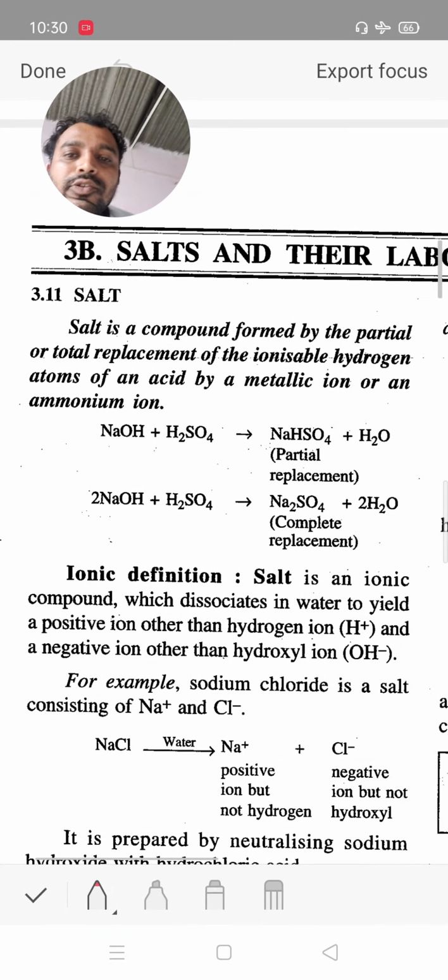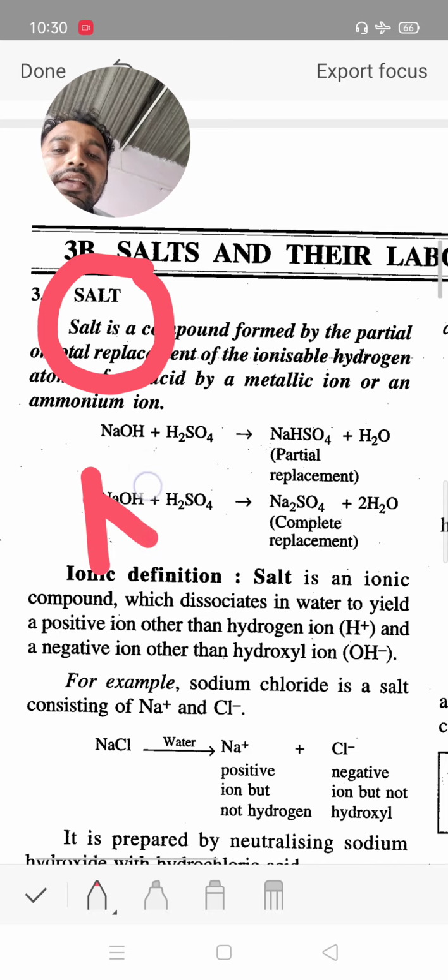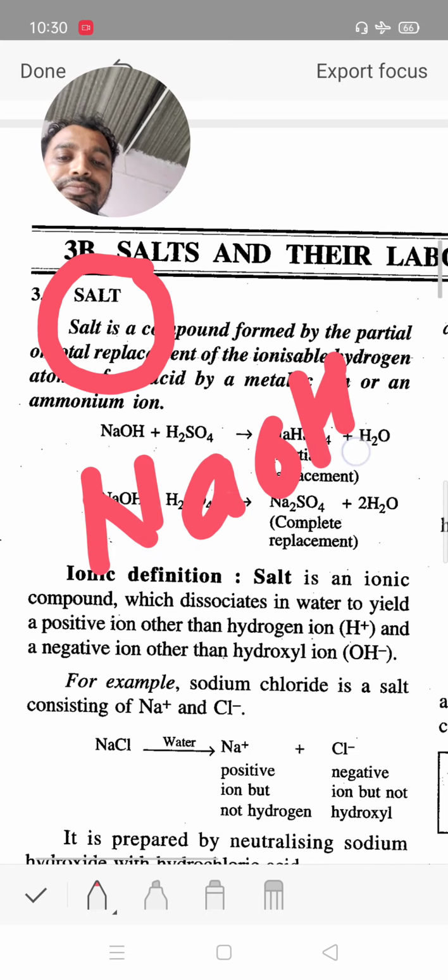Hello students, today we are going to learn about salt. We already discussed acid and base in the previous lecture. Now, salt. Suppose for example NaCl, NaOH.